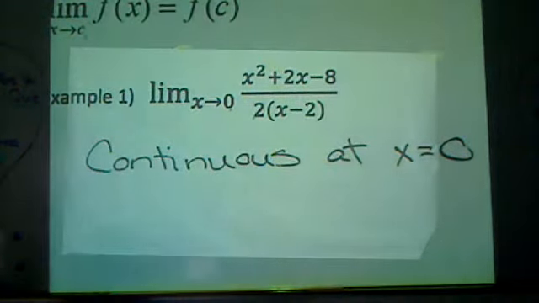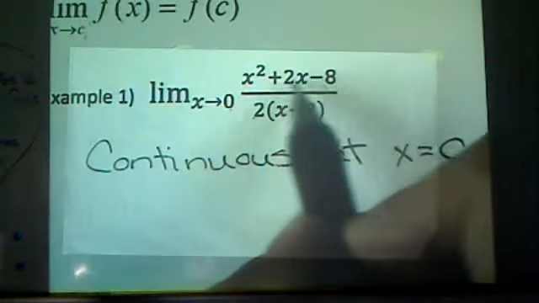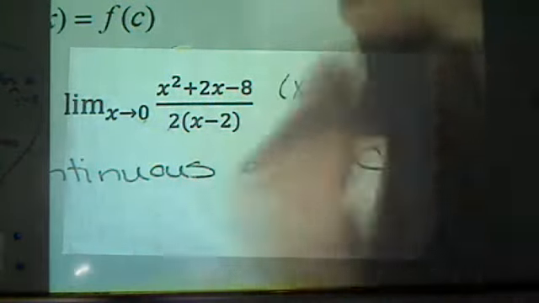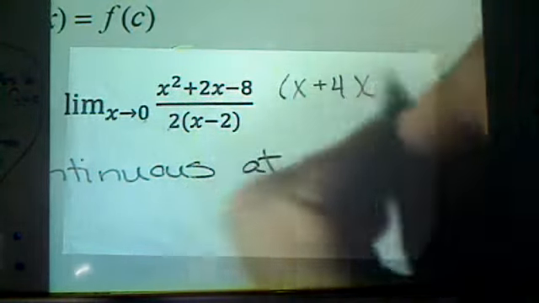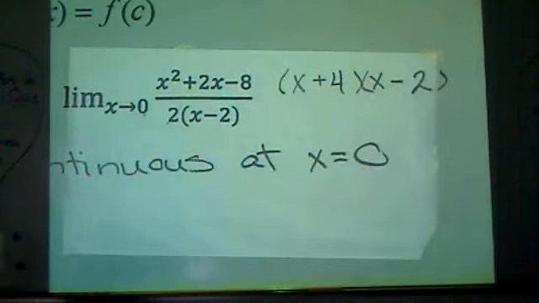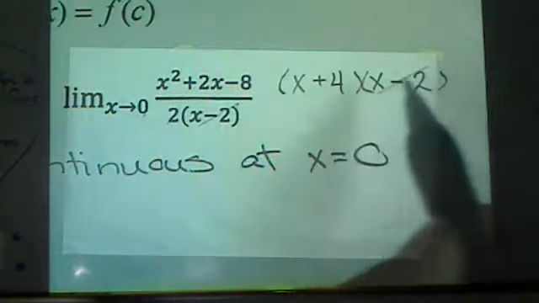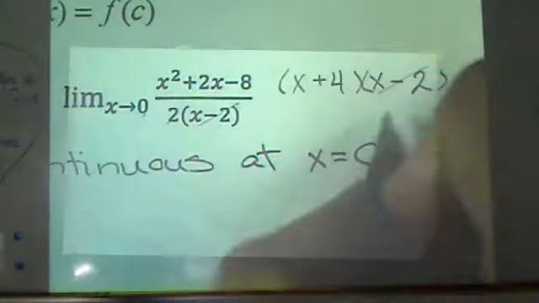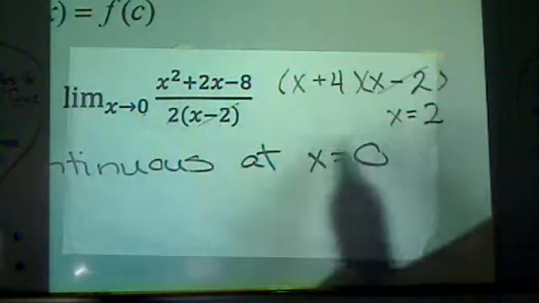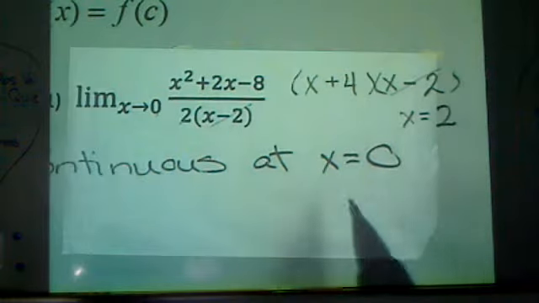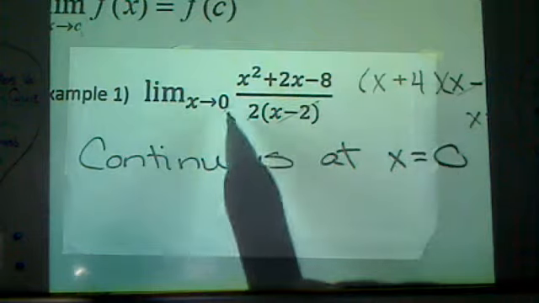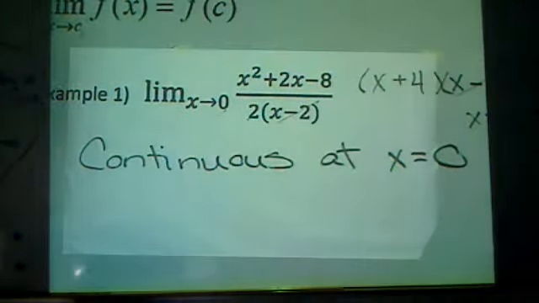That's allowed, no problem. If I factored this out right here, I would have x plus 4 and x minus 2. These two things cancel, but notice that the hole is at x equals 2. We're not interested in x equals 2, we're interested in x equals 0. So yes, at x equals 0, the function is continuous, thus we can take this c value, the 0, and plug it in for every x we see.